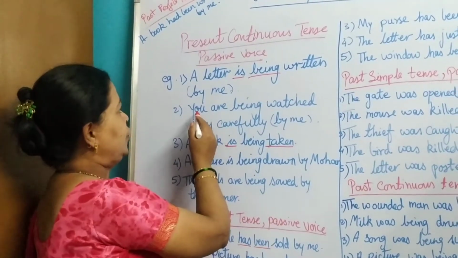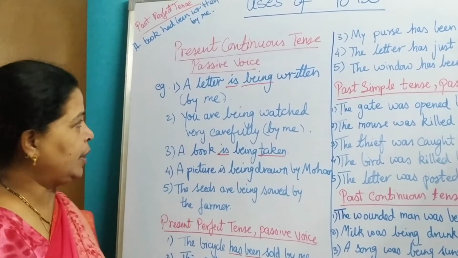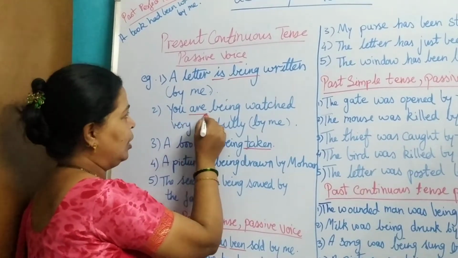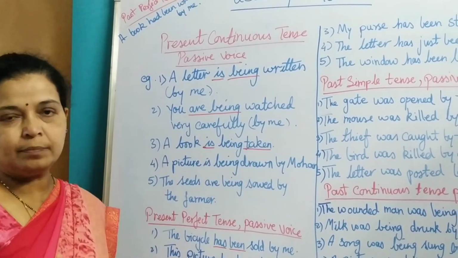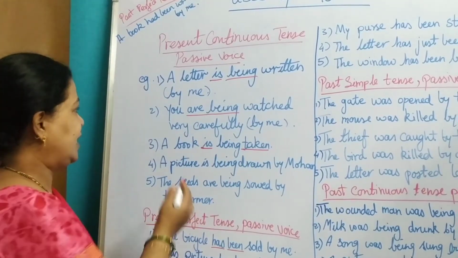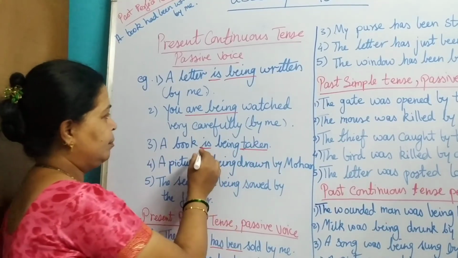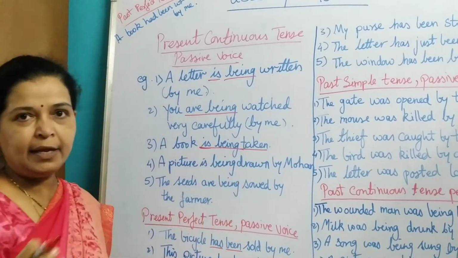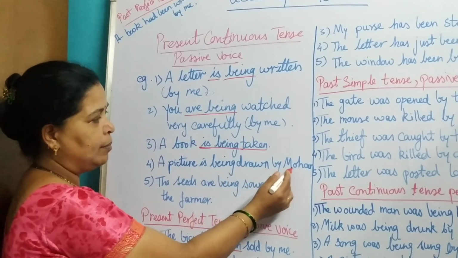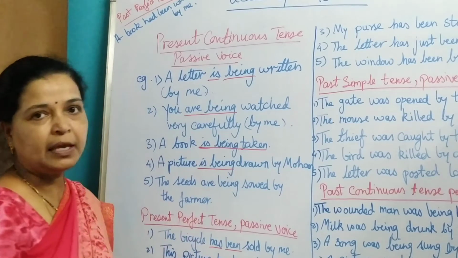Second sentence, you are being watched very carefully by me. Okay, so present continuous tense, passive voice. So here helping verb are being. Watched is the past participle of the verb watch. Next sentence, a book is being taken. Helping verb is being and taken past participle. Then a picture is being drawn by Mohan, which is the helping verb is and being.